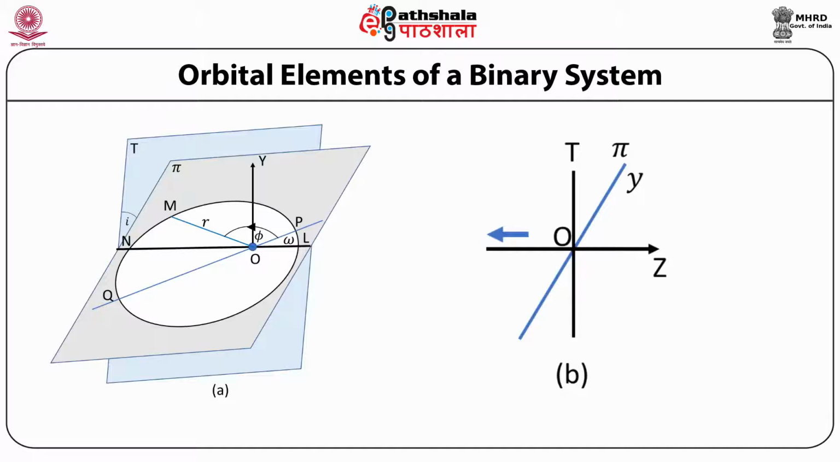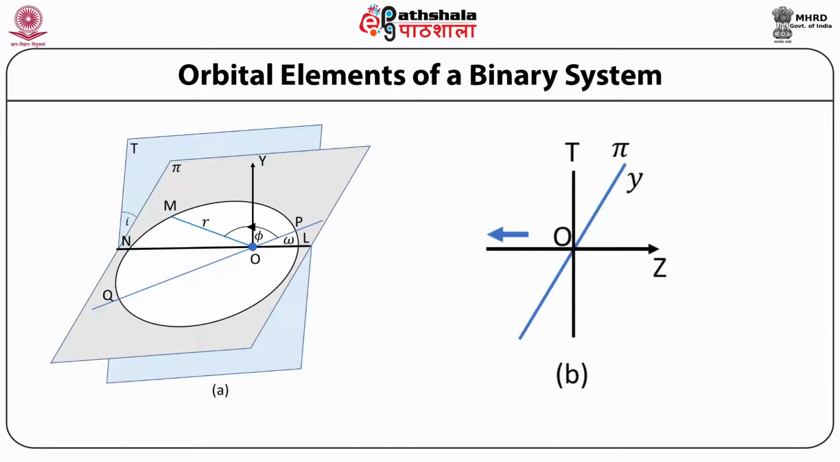If phi be the position angle of the star at any moment measured from periastron, and omega be the angle between the line of nodes and the line of apsis, then y is equal to r sin(phi plus omega), where r is the radius vector of the star. Since the actual orbit is inclined at an angle I to the plane of the sky as shown in figure B, the displacement along the line of sight is given by z equal to y sin I equal to r sin(phi plus omega) multiplied by sin I.